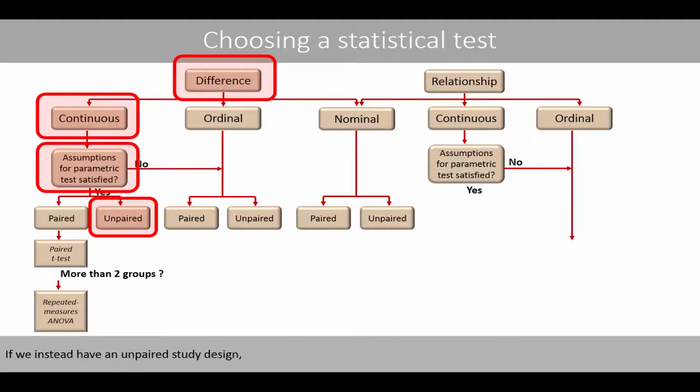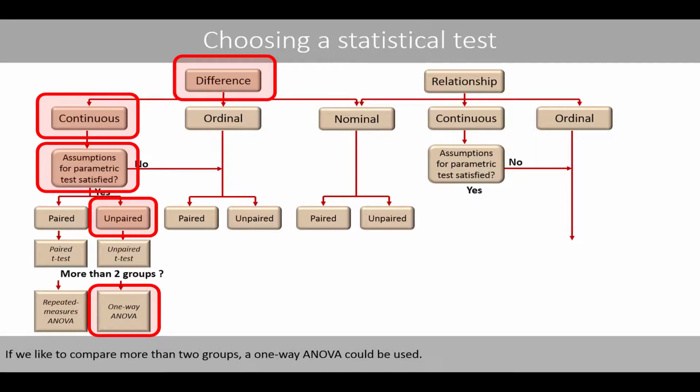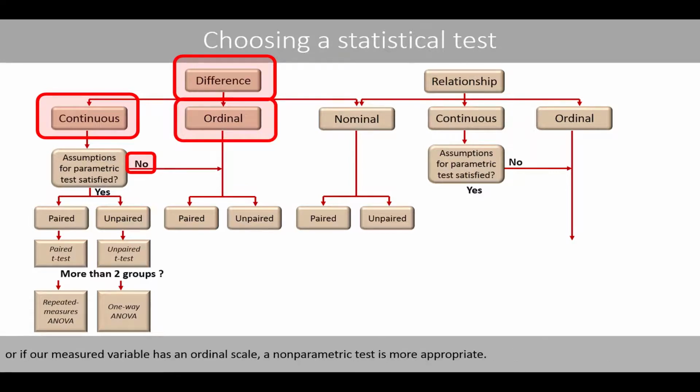If we instead have an unpaired study design, we could select an unpaired t-test if we would like to compare 2 independent groups. Note that an unpaired t-test is also called an independent samples t-test. If we would like to compare more than 2 groups, a one-way ANOVA could be used. In the case where we do not fulfill the normality assumption, or when we have extreme values that cannot be removed, or if our measured variable has an ordinal scale, a non-parametric test is more appropriate.